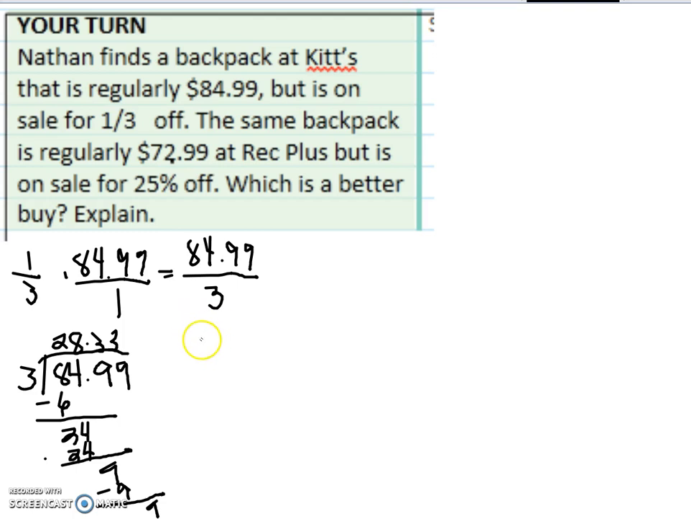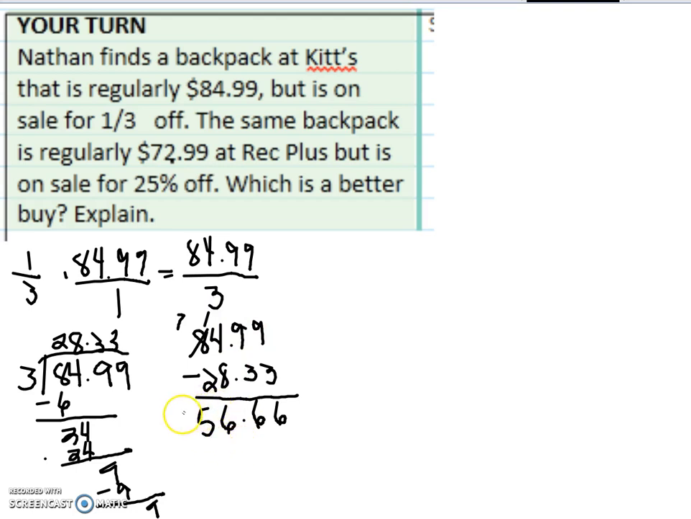That means we have to subtract from our original price, $84.99 minus $28.33. When we subtract, we get 6. We'll have to borrow. 14 minus 8 is 6. 7 minus 2 is 5. So $56.66.